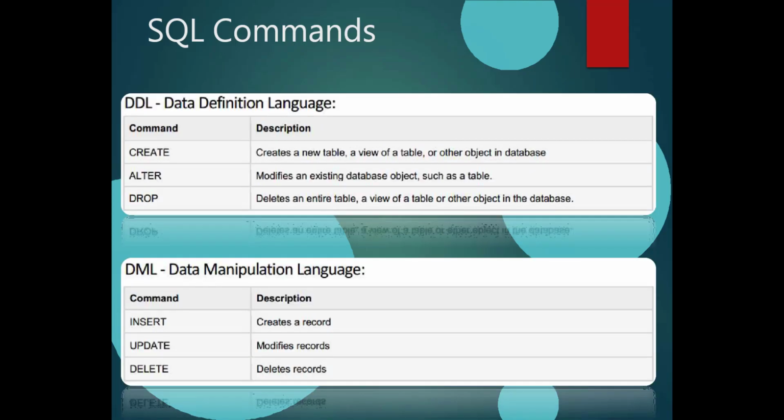When we talk about data definition language, it has several operations such as create, alter and drop. As you can see on the screen, the create command creates a new table, a view of a table or other objects in the database. It is self-explanatory. Likewise, alter modifies an existing database object such as a table, and drop deletes an entire table, a view of a table or other objects in the database. By data definition, you have already seen that it is a definition of the database. So it is either creating the database, altering a table or dropping a table or a database.